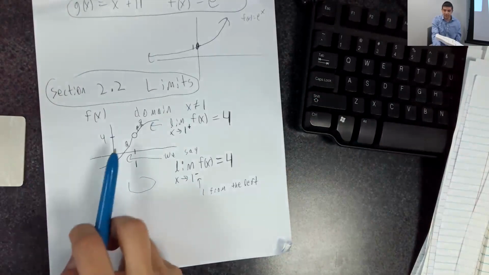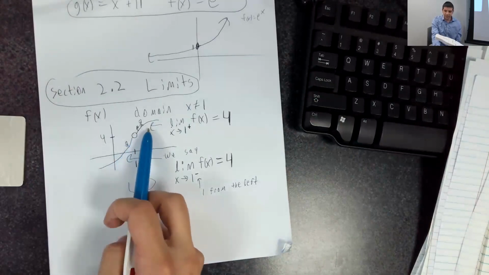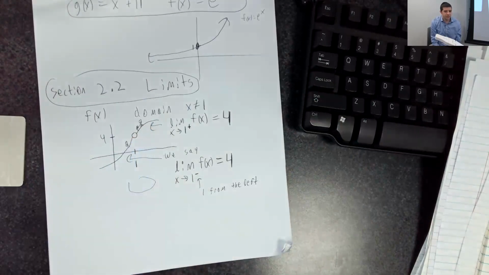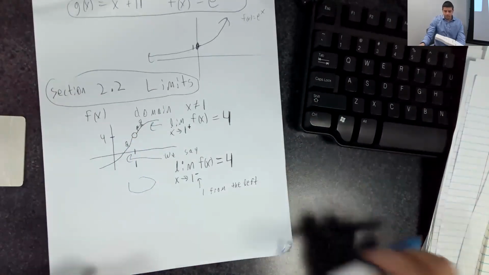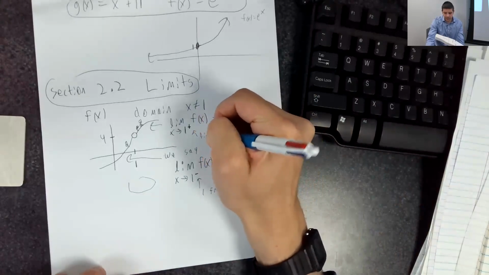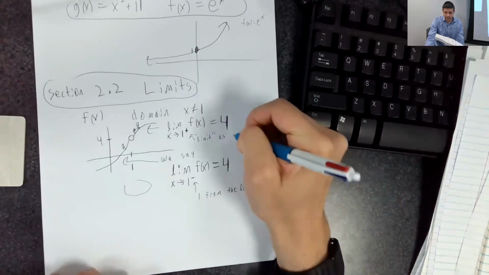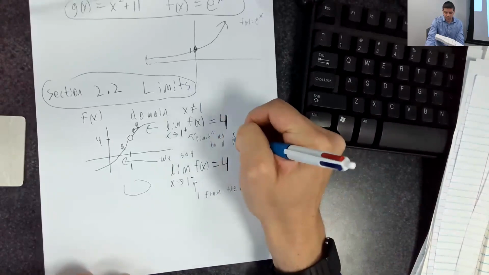So the hiker starting from the left will get up to 4. The hiker from the right, when he approaches 1, will get down to 4. So they're both reaching 4. So limit as x goes to 1 from the right.